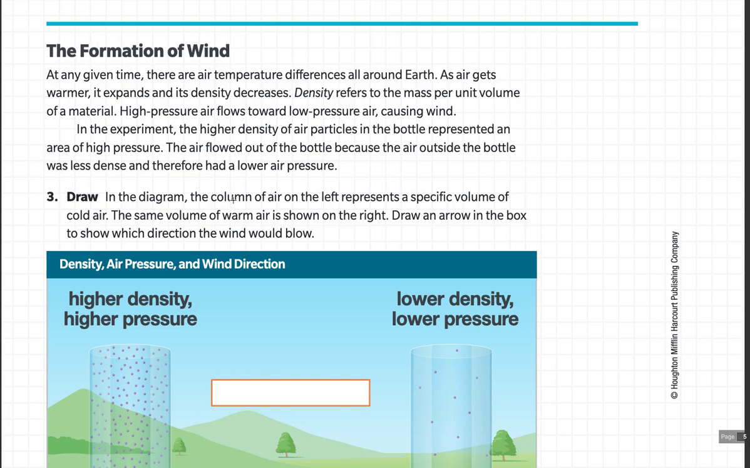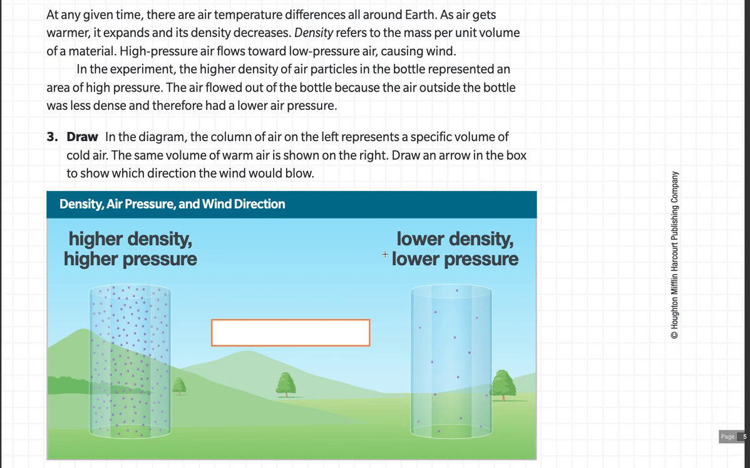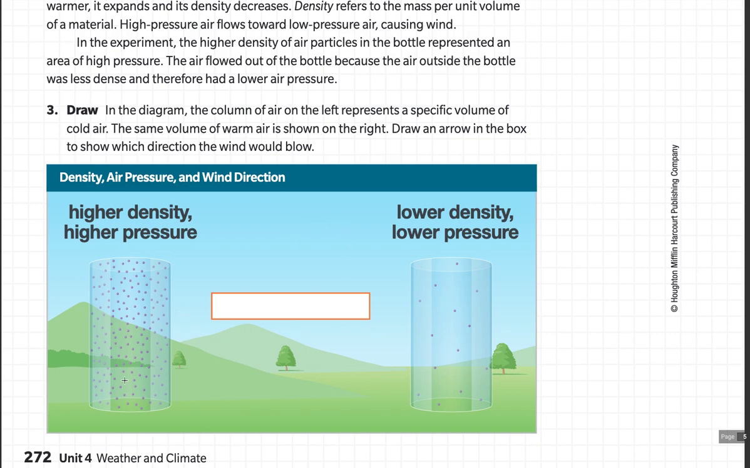So this talks about formation of wind. What is actually wind? Wind is the differences in air pressure. This says at any given time, there are air temperature differences all around. As air gets warmer, it expands and its density decreases. Here's an example of a low density. And so high pressure air flows towards low pressure air, causing wind. In this example, we've got high pressure air over here, low pressure air over here, and the wind would be going in this direction. One way you can think about this is it's the same as hot things going to cold things. Hot has more energy, so it goes to cold things.